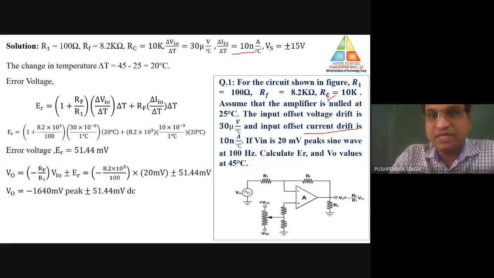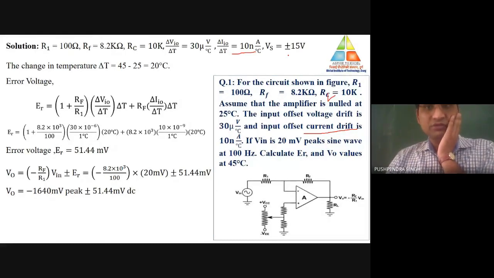Vs is plus minus 15 volt. I think we have assumed here the value of Vs as plus minus 15 volt. I think in the question it's not needed. It is only specific to plot the output. Why? Because the total output voltage of the operational amplifier should not be more than plus minus saturation voltage. So it's only for checking whether there is clipping or not.